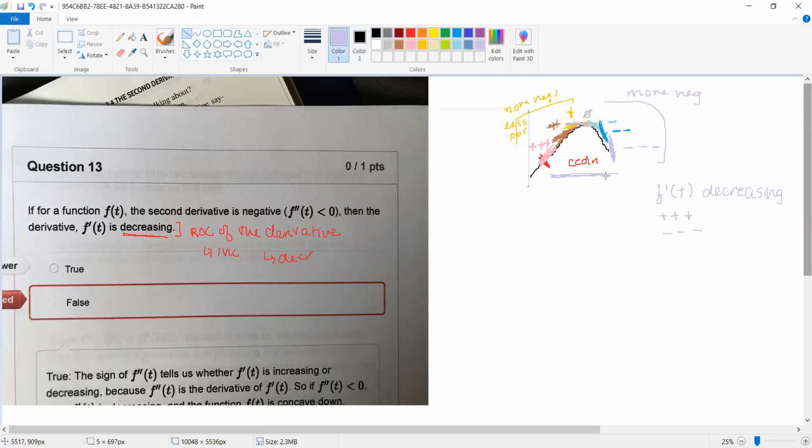Well, your explanation of this actually explains the other picture I sent you, because the other picture has to do with the same concept. Okay. Yeah, it's really tough, because you look at this question, if for a function f of t the second derivative is negative, then the derivative is decreasing, and it's just not intuitive. But the idea is that the second derivative, the rate of change of a rate of change, and the first derivative decreasing describe the rate of change of the first derivative, so therefore they are the same thing.